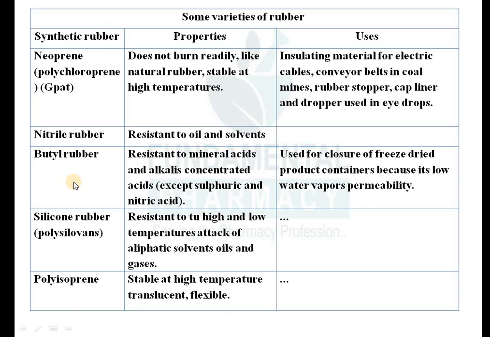Okay, but it is not resistant to all acids. It is only resistant to certain acids. It is not resistant to your sulfuric acid, right? This butyl rubber. Now this silicone rubber, it is also known as polysiloxane. Silicone rubber is known as polysiloxane. Now this silicone rubber has very many applications. So okay, it is resistant to high and low temperature attack, and it is also resistant to organic solvents and oil and gases.